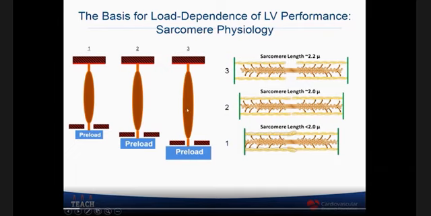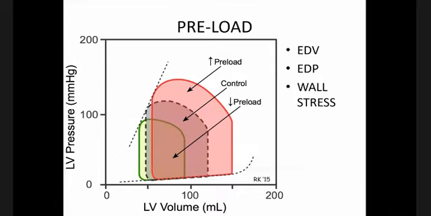In contrast, the afterload is the pressure against which the muscle has to contract. So this is the preload, and the afterload is the pressure against which the muscle has to contract. The preload is dependent on end-diastolic volume. It determines the end-diastolic pressure also. Like I said, as the end-diastolic volume increases, the pressure rises very rapidly, and of course the wall stress.